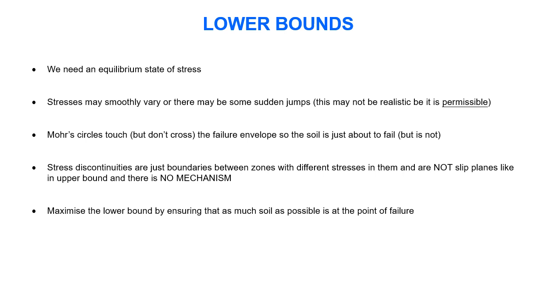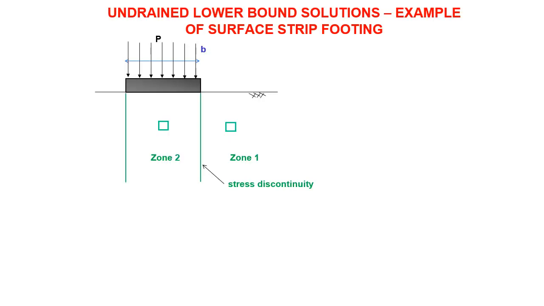Mohr circles may touch, but don't cross the failure envelope, and the soil is just about to fail. It's just about touching, but it's actually not failing. Nothing's moving. The stress discontinuities are just boundaries between zones with different stresses in them. They are not slip planes, like in the upper bound. There is no mechanism, nothing is failing. This is a lower bound, so of course we've got to maximize the solution to optimize it. So let's start with a very, very simple one. It's going to be easier to understand this by doing examples.